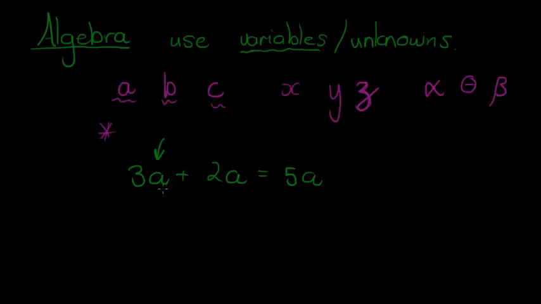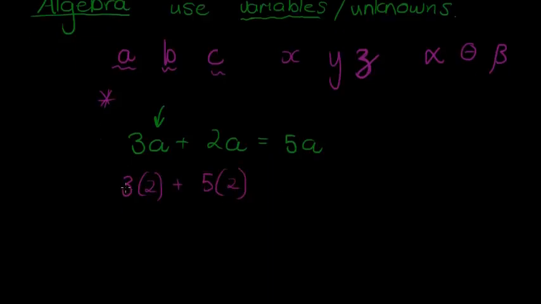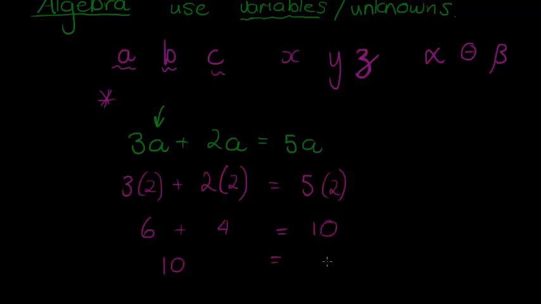Let's use an example. Let's say a was the number 2. Then we have 3 times 2 plus 2 times 2. Okay, multiplying, I'm using these brackets to multiply. So I've got 3 2s plus 2 2s. So in total, I have 5 2s. Make sense? Okay, now how many is 3 2s? 3 2s is 6, 2 2s is 4. How many is 6 and 4? 6 and 4 together is 10. But 10 is the same as 5 2s, because 5 2s gives me 10.